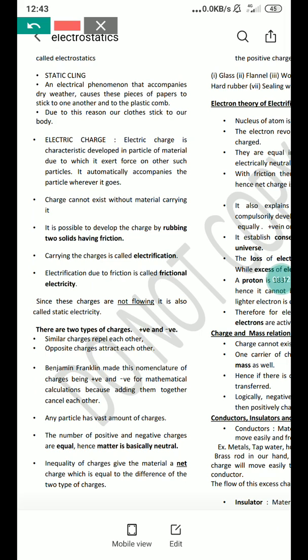Any particle has positive or negative charge. If the number of positive and negative charges are equal, then the matter is called neutral. If the number of electrons is more, then it is called a negatively charged particle, and if the number of protons is more than the electrons, then it is called a positively charged particle.